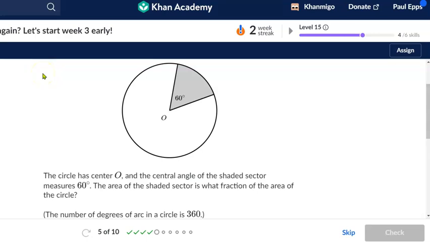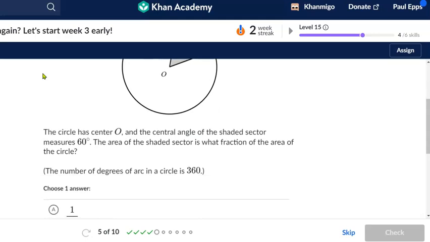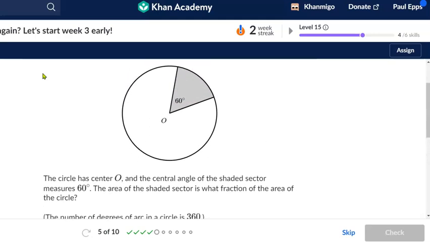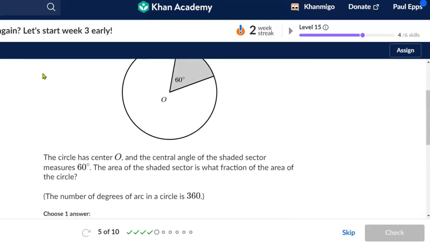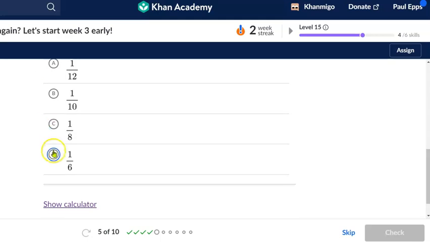This circle has center O, and the central angle of the shaded sector measures 60 degrees. The area of the shaded sector is what fraction of the area of the circle? The number of degrees of arc in a circle is 360. Well, that makes it a little bit easier. So just divide 60 by 360, and you're going to get 1 over 6.